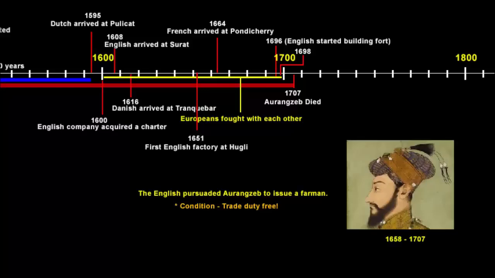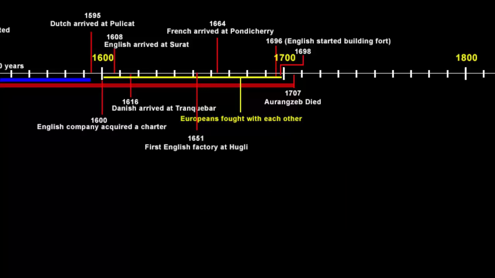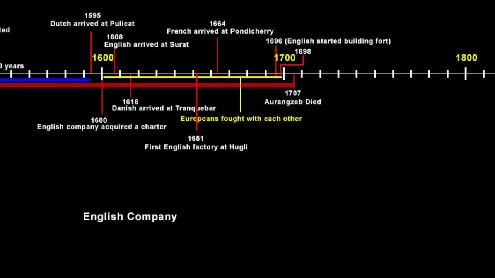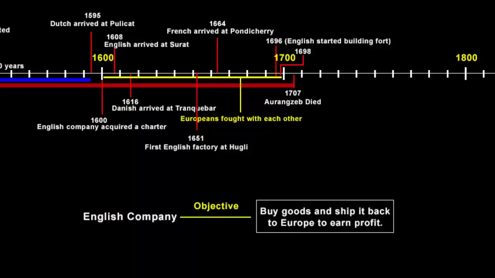duty free. Now you do understand this would cause enormous loss of revenue for Bengal. But the company did not care. In fact, they went for more and more concessions and wanted more privileges. Now I'll tell you where they actually wanted more of such privileges. So the main objective of the company was to buy goods and ship them back to the European market to earn profit. This was the initial main goal.